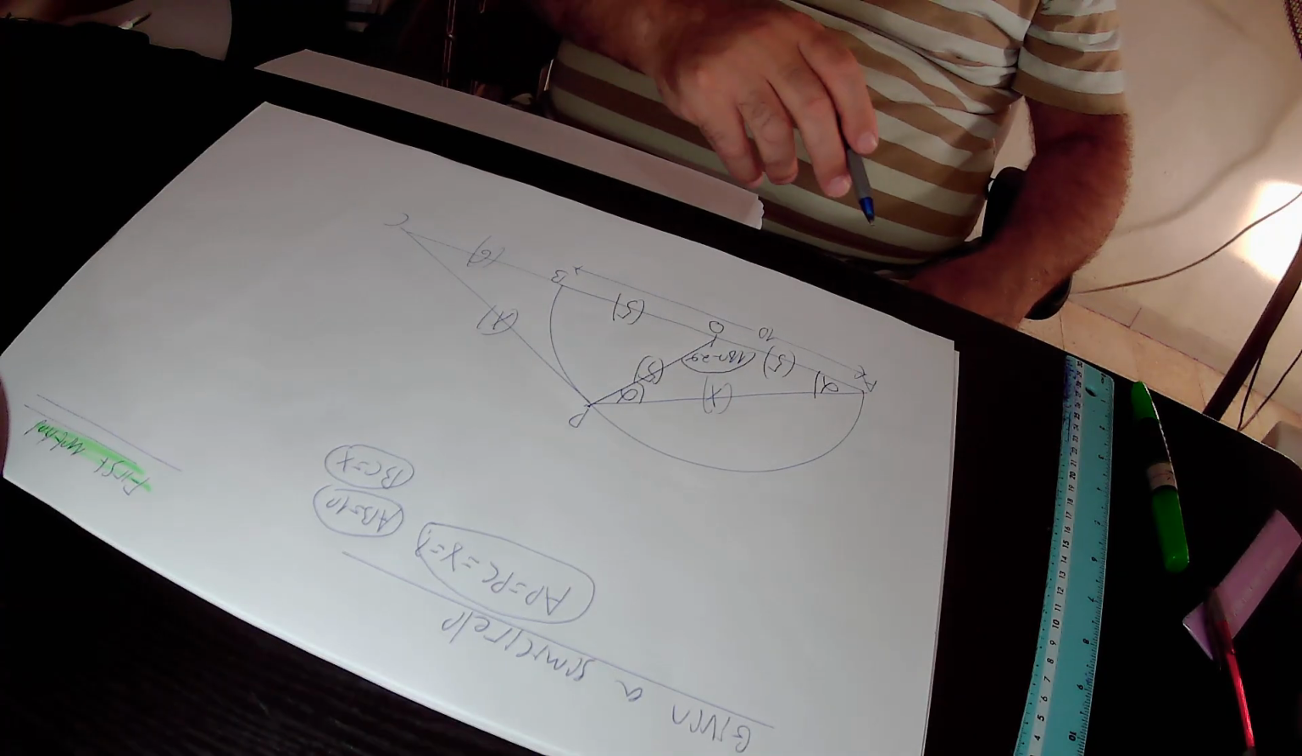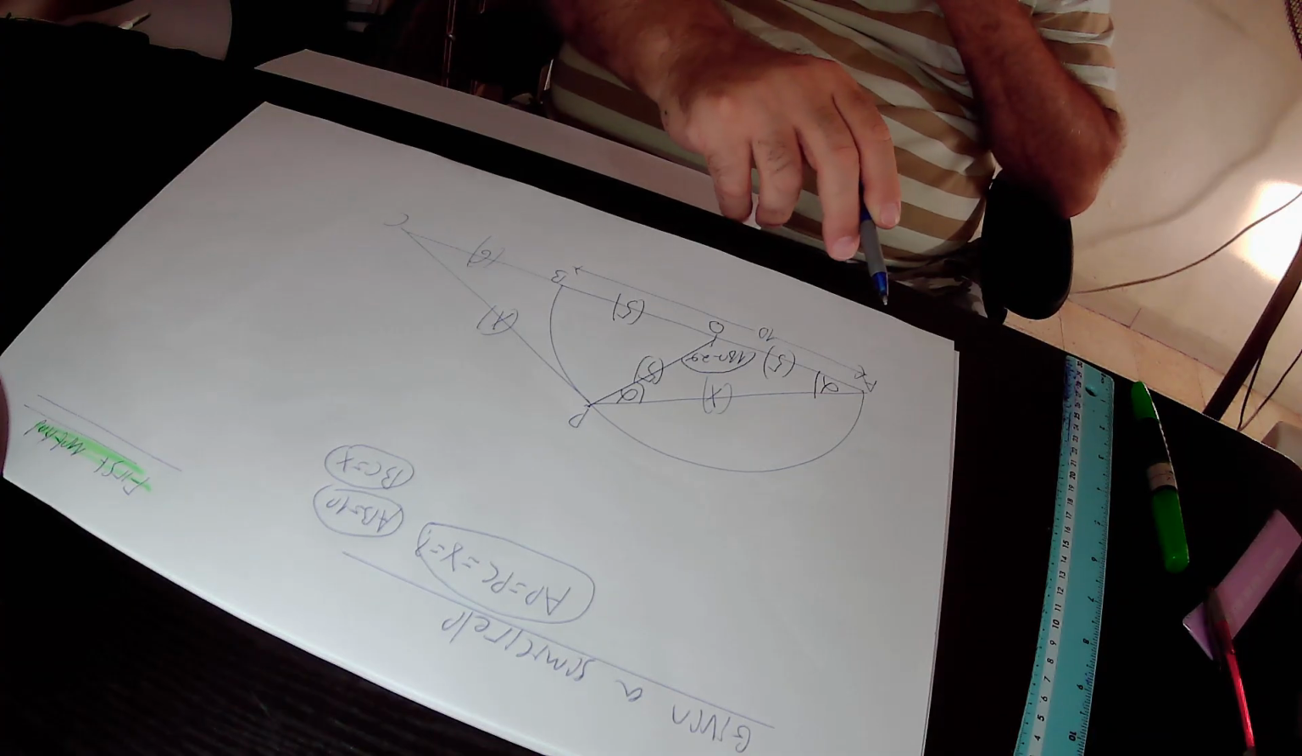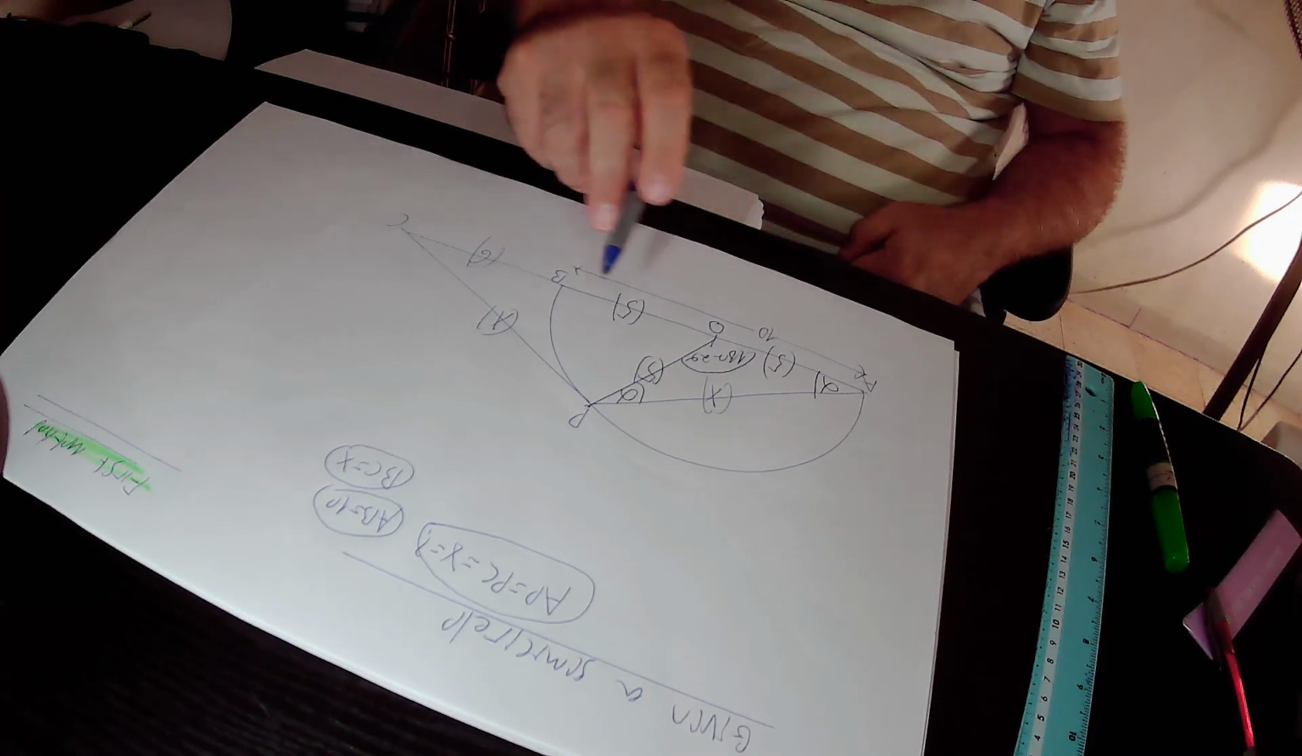Likewise, in the big triangle APC, why is triangle APC an isosceles triangle?